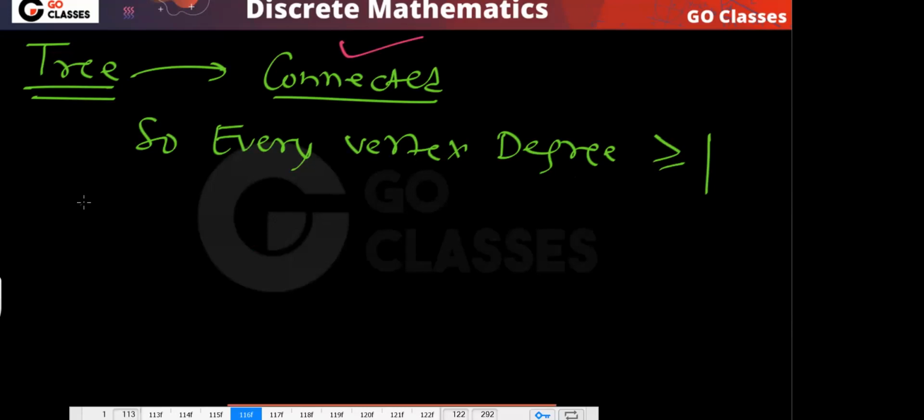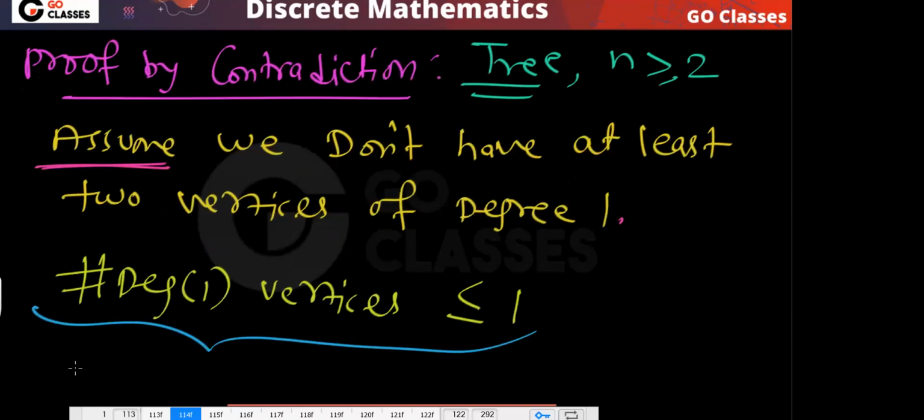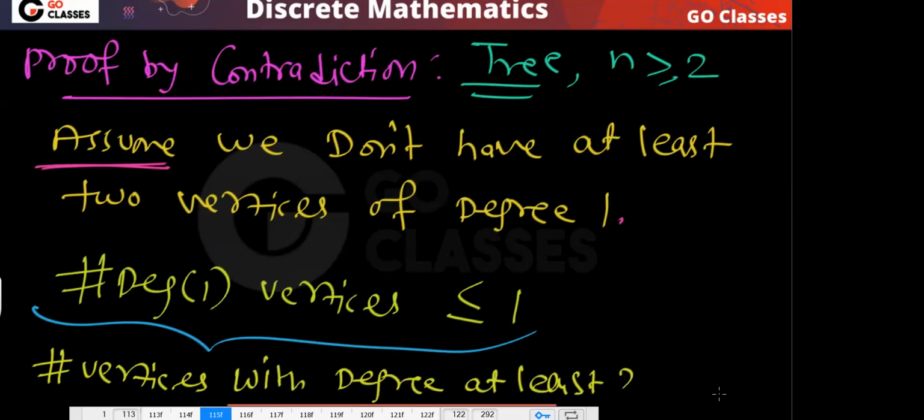Now what do you have? Total n vertices, a1, a2, and so on. And in these n vertices, I am assuming that the number of degree 1 vertices is at most 1. What does it mean? It means the number of vertices whose degree is at least 2 is greater than or equal to n minus 1. Yes or no?